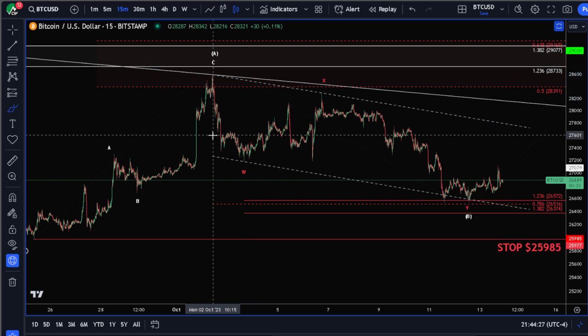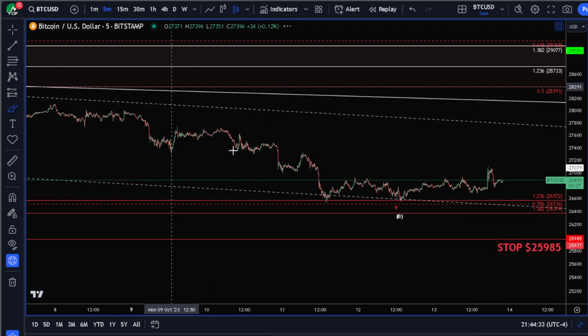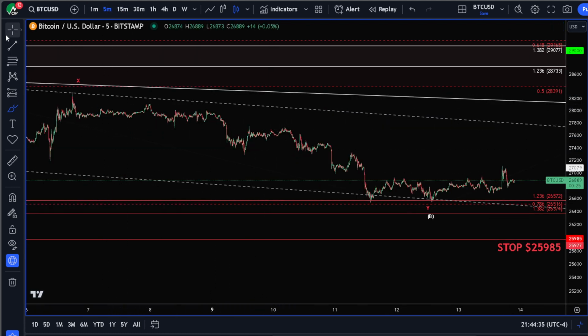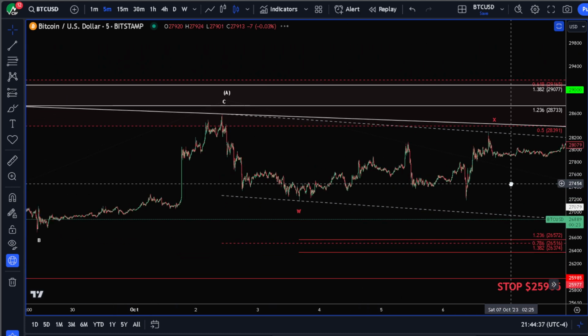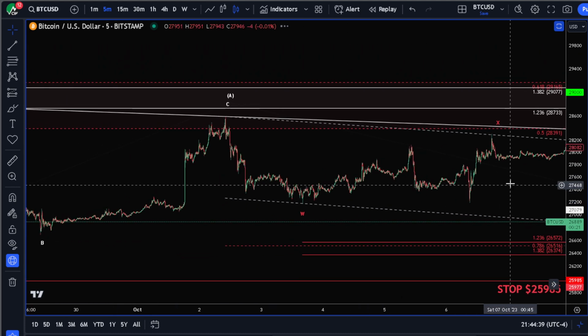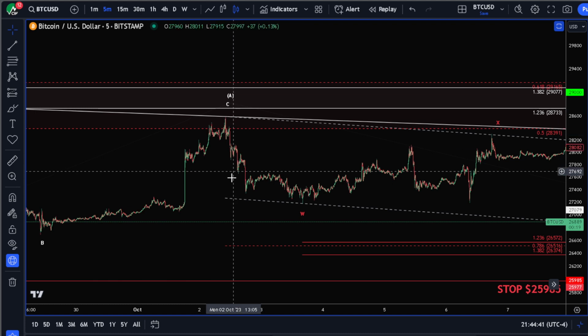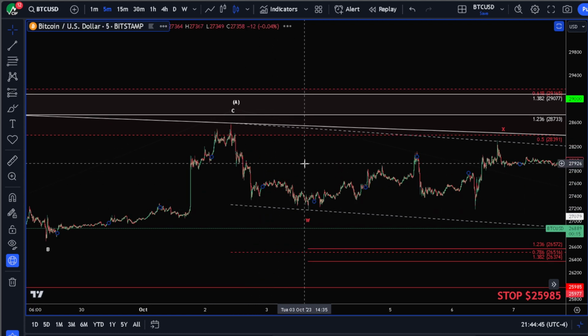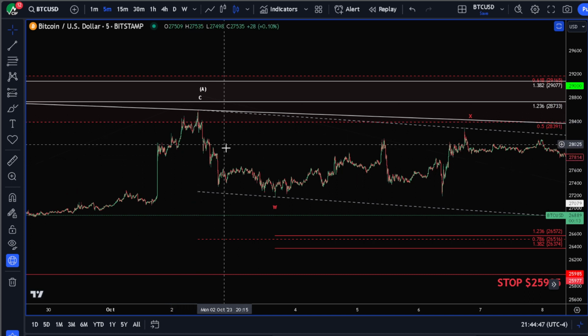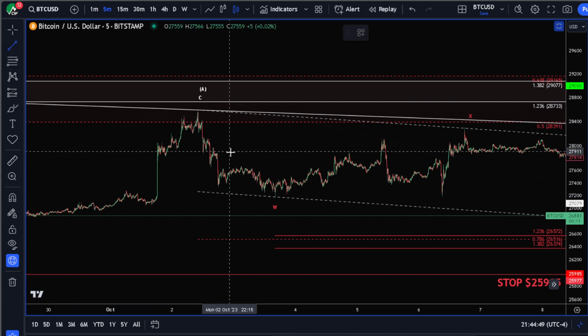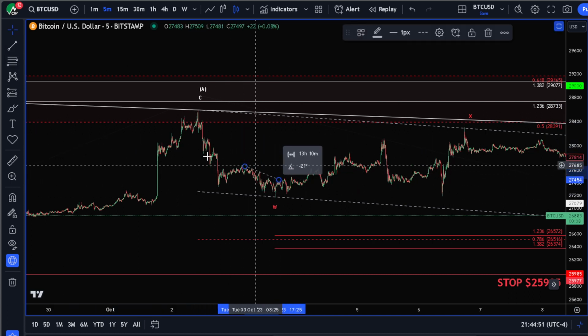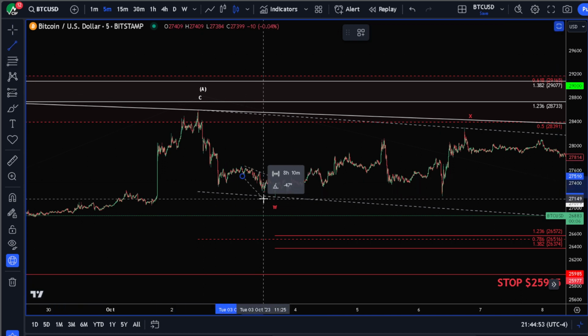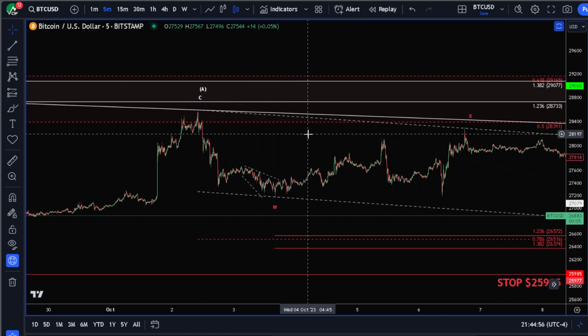I know I went over this in a second video, a separate video. We had an A, B, 1, 2, 3, 4, and then an ending diagonal. So it was an ABC here. And this was a diagonal to complete, which gave us our W wave.